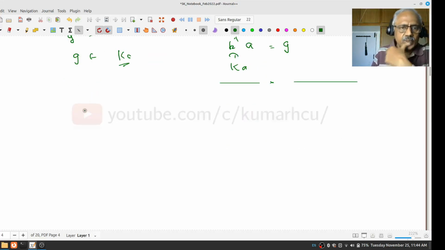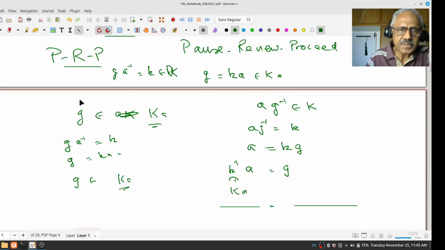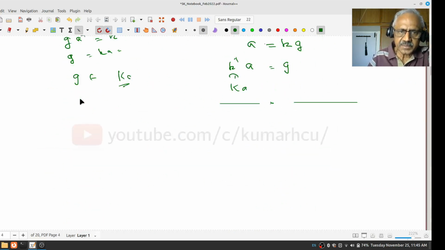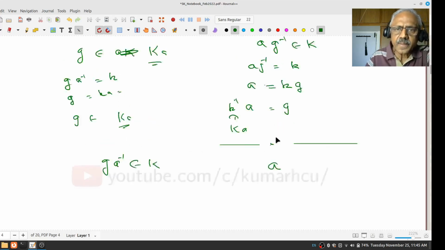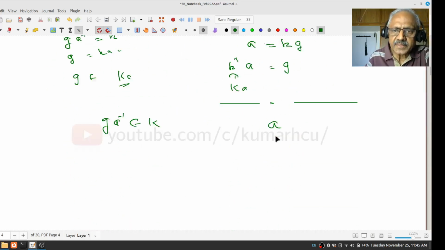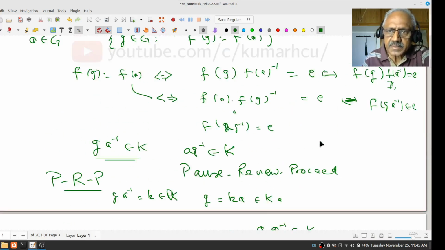Let me recall. So what are the conditions? g a inverse is in K. The other one is a g inverse is in K. Did I do that correctly?